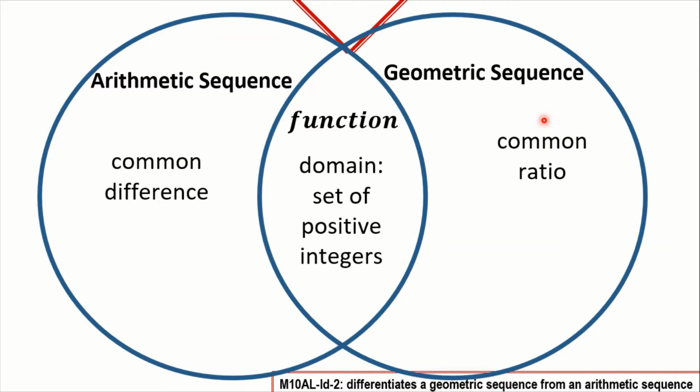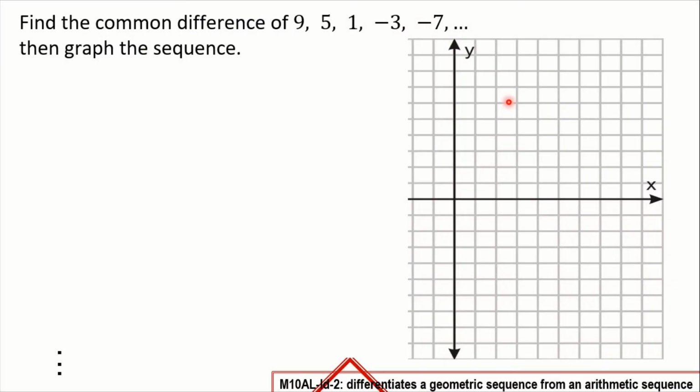So, ngayon, i-analyze natin yung pagkakaiba, madidistinguish pa natin yung pagkakaiba ng arithmetic and geometric once na naintindihan natin yung kanilang graphs. Now, let's have this example. Find the common difference of 9, 5, 1, -3, -7, and so on. Then, graph the sequence. So, nabanggit na dito na common difference. Therefore, the given sequence is an arithmetic sequence.